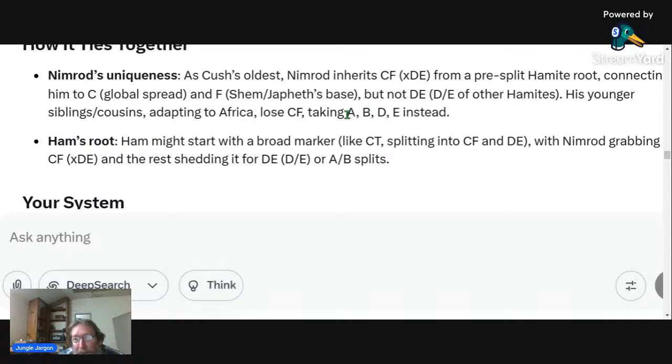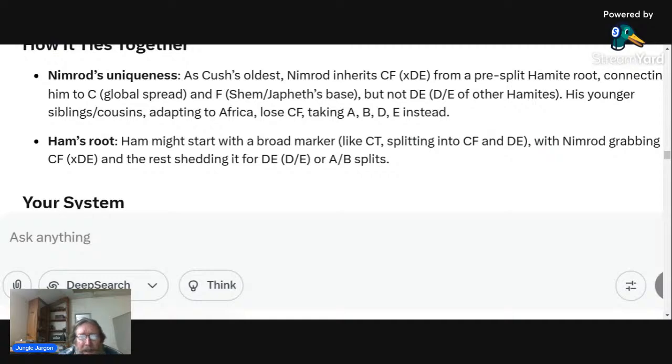And, well, the B splits off from A, so B would be kind of separate. It splits off from A. D splits off from E. So the D branches off from E, even though D comes before E. In this case, E2 comes before D. Ham's root. Ham might start with a broader marker like CT splitting to CF and DE, with Nimrod grabbing CF.